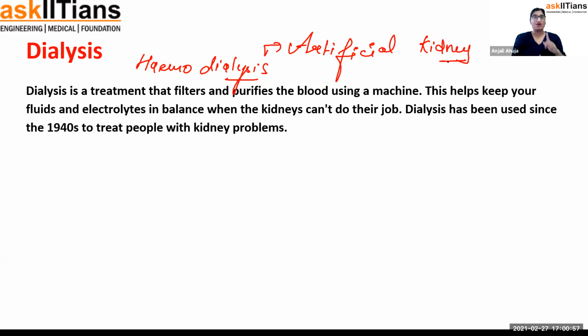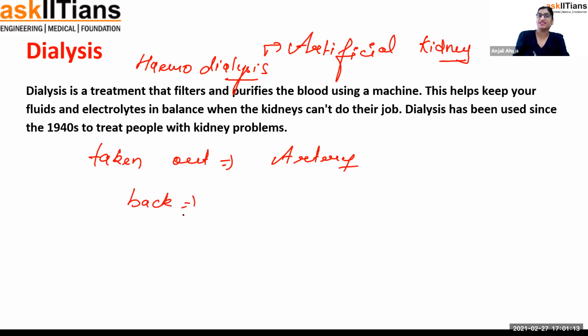Okay. Now, one thing that you have to remember, that blood is taken out from the artery, not the renal artery. We take it from the arm. Okay. And taken back through the vein. From the wrist, blood is taken out. So the artery has oxygenated blood plus the nitrogenous waste. Filtration happens outside, and it moves back.